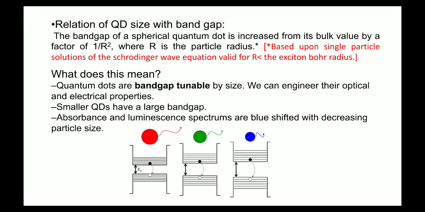For example, you can see here in the image three semiconducting quantum dots are shown. One is red colored, which is bigger in size. The radius is bigger. The second one is green in color, and the third one is blue in color. As you can see, even in the red there is a quantum confinement effect, but its band gap is smaller, so it is emitting red colored light.